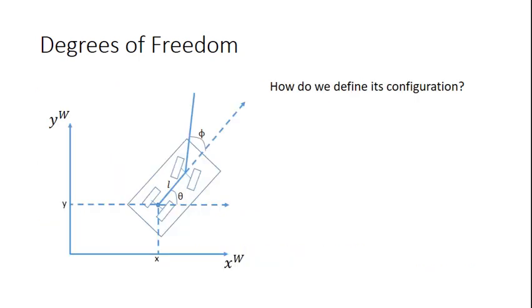Okay, so now we're going to talk about how this relates to robots. First, let's look at a car. How would we define the configuration of this car? So x, y, theta would be its configuration. So I'm realizing now that I actually left out phi.